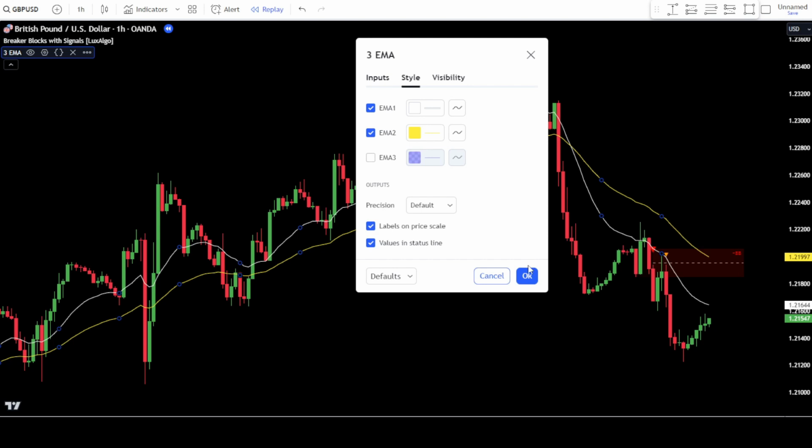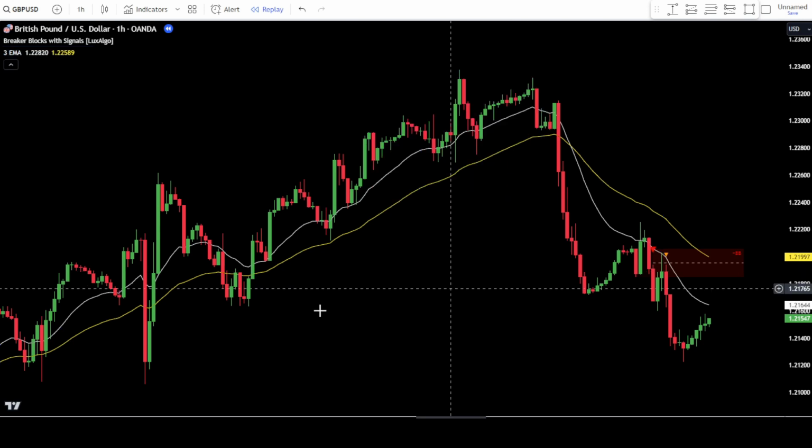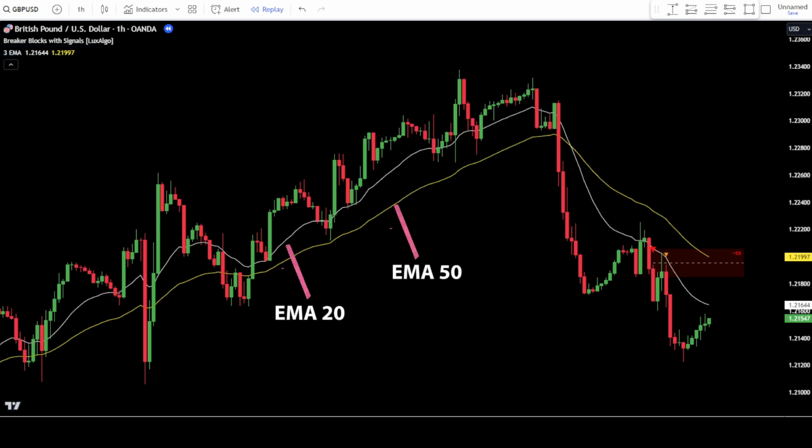Once done, click OK to confirm the changes. If the EMA 20 is above or crosses above the EMA 50, it indicates a bullish trend. In this position, you will focus on finding the best points to place buy orders.